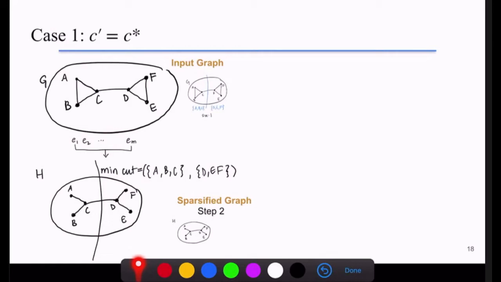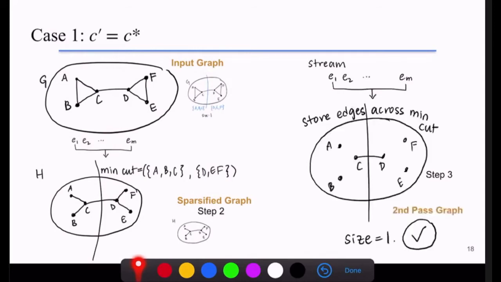Okay, so yes, the min cut that we got from running a min cut algorithm on H is going to be ABC on one side and DEF on the other side, and that's exactly the min cut that we wanted, right? So in the third step, what we said we're going to do is, when we get the stream, we're going to store only those edges that cross this min cut. So in this case, that's exactly what we do, right? We only store the edge CD because that's the only edge that crosses the cut. And in the end, we have the correct partition and we have the correct size, and we're all good.